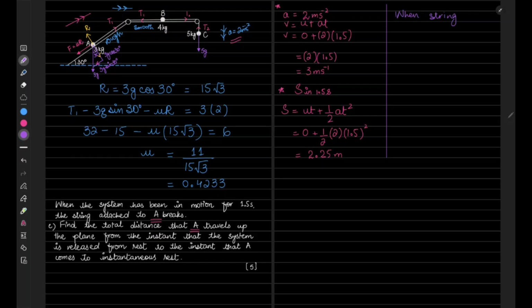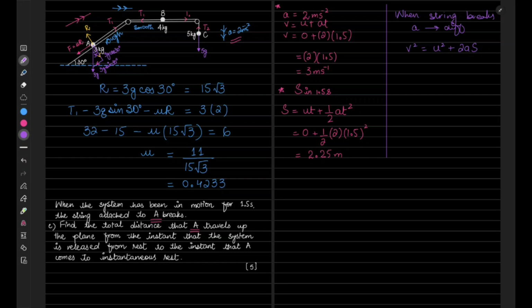String breaks. Now your particle A is not going to be moving with the same acceleration, rather the acceleration is going to be different. And we need to find the distance. So we can use the equation of motion that says v square equals u square plus 2as or minus 2as depending on the acceleration, deceleration or the signs.